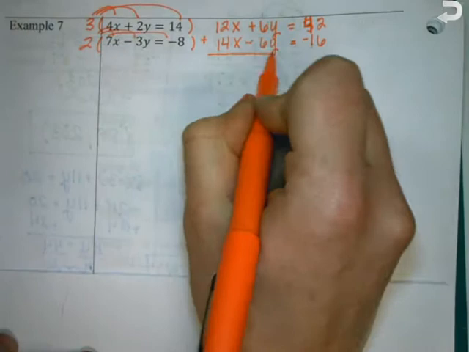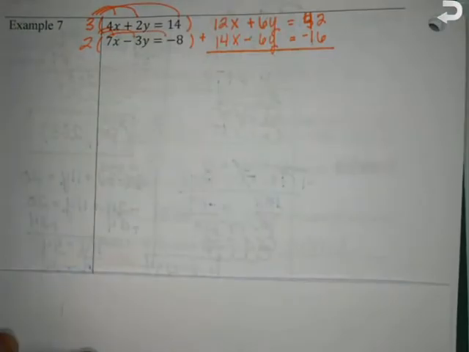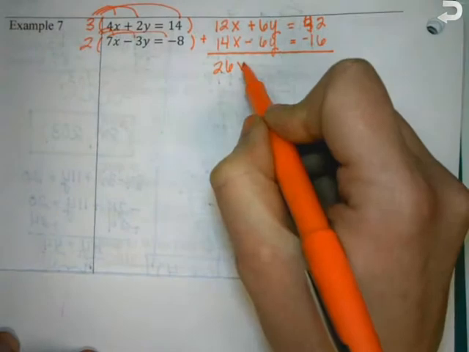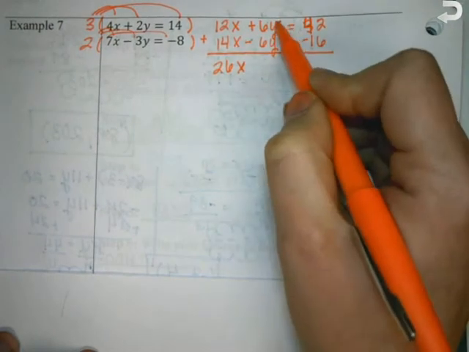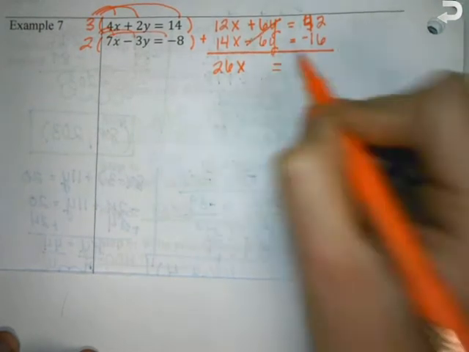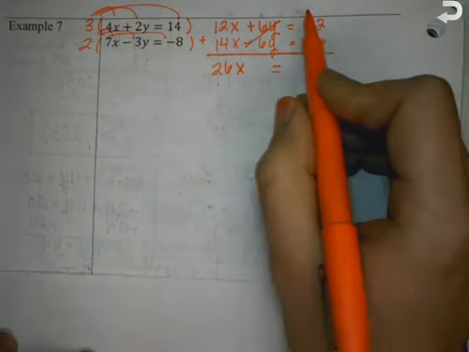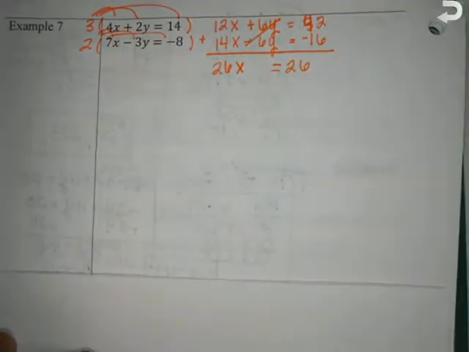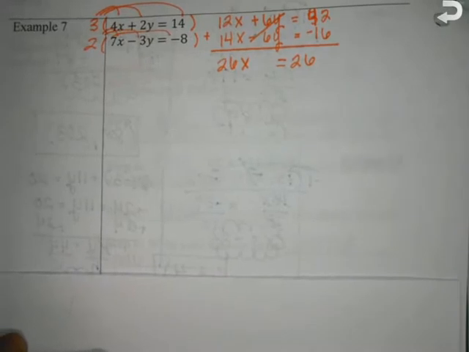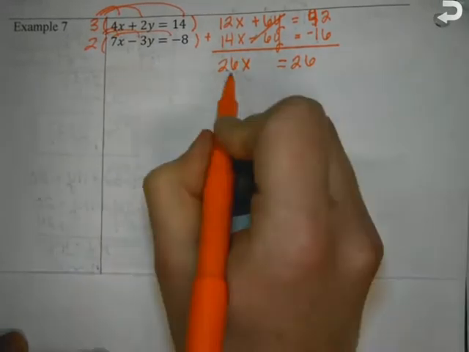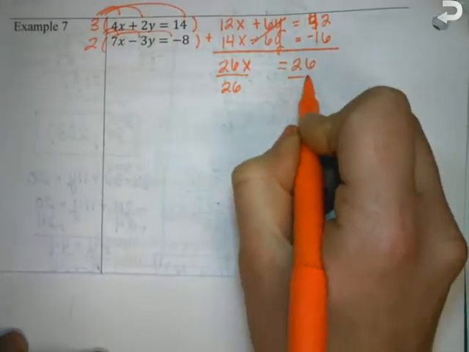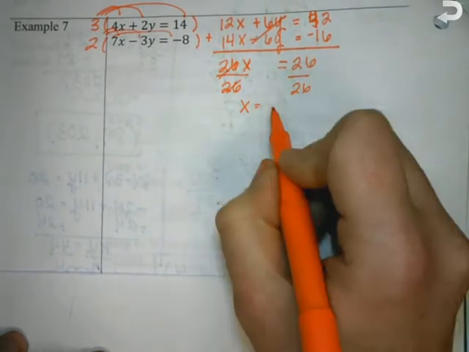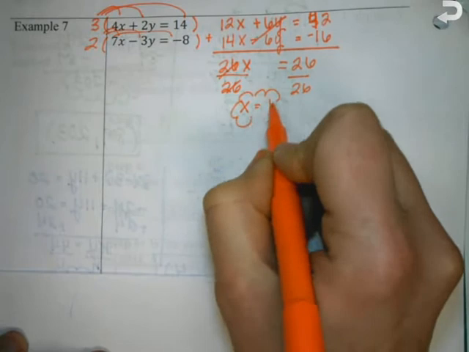Equals 26. So how do I solve for x? Divide both sides by 26. So x equals positive 1. And I'm done, correct? No, I need to plug it back in. Now, we have 4 equations we can choose from. We can plug it into this guy, we can plug it into that guy, we can plug it into that guy, or that guy. It does not matter.